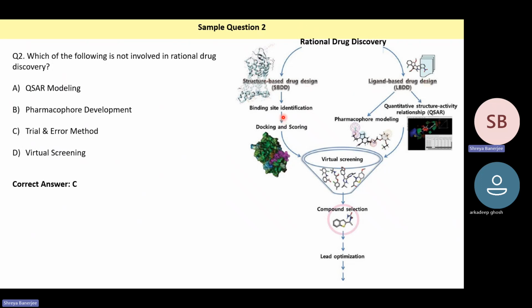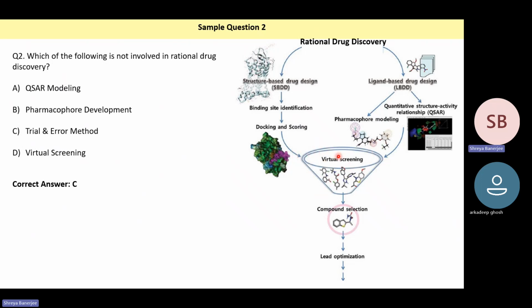And in structure-based drug design, we know that we need to understand the three-dimensional structure of the receptor binding site. And once we know the three-dimensional structure, we can use computational softwares like docking softwares to predict what will be a fragment that will bind to that binding site. So that can be done using docking softwares or scoring functions, which will give an idea of the binding affinity of different ligands. Then virtual screening is done.